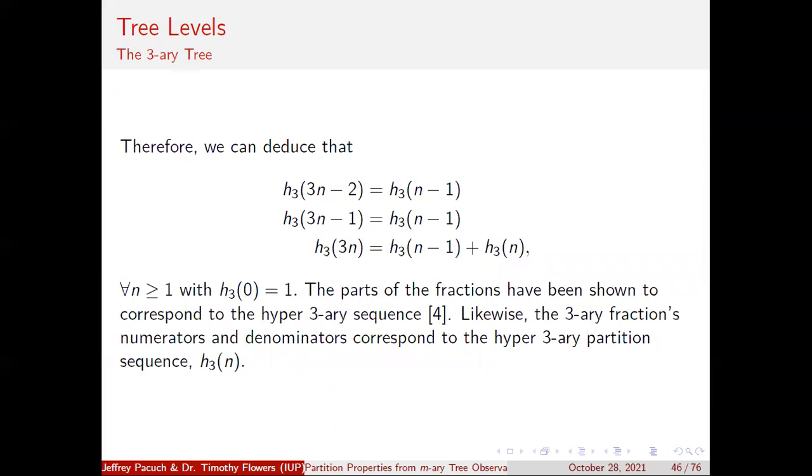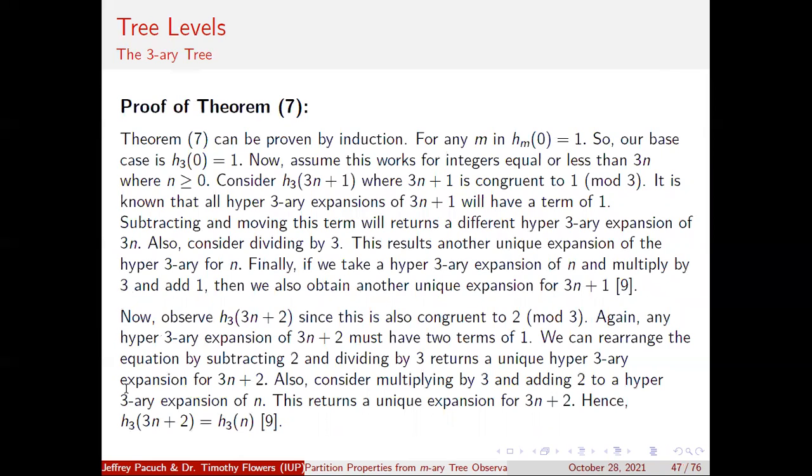So we can deduce that for 3n, the hyper 3-ary partitions of 3n-2 are going to be the same as the hyper 3-ary partitions of n-1. And we'll say the same for the following. Hopefully you identified that this is similar to the logic we used when we talked about Stern's diatomic sequence, and we can formulate these in an official proof here. It's still defined that h_m of 0 is always going to be 1, no matter what m you're dealing with. Okay, so let's prove the theorem true.